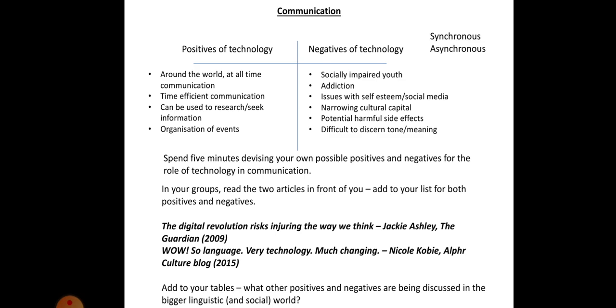Okay, in the past, these are some of the things that we've come up with as groups in terms of the things that might be worth mentioning. So it says here the idea of around the world, all-time communication, the idea that we can communicate with anyone in any place at any time, which obviously is very useful. It's time efficient, so if you need to talk to someone immediately, you can send them a WhatsApp or a Snapchat or something like that. If there's no rush to get a reply, you might send an email.